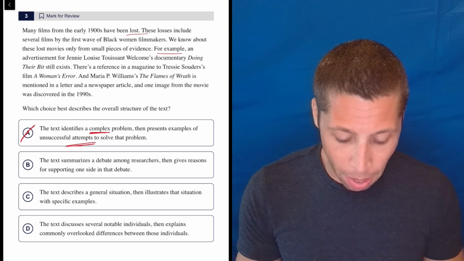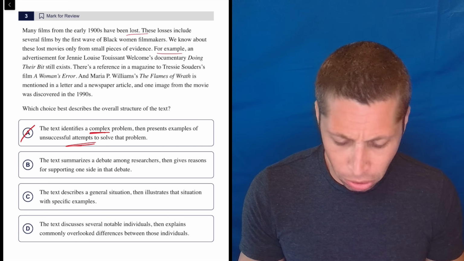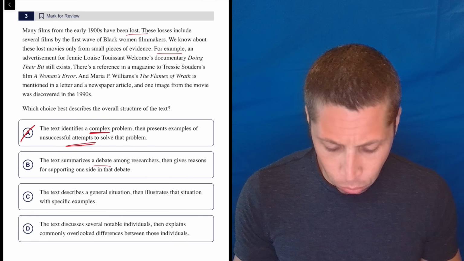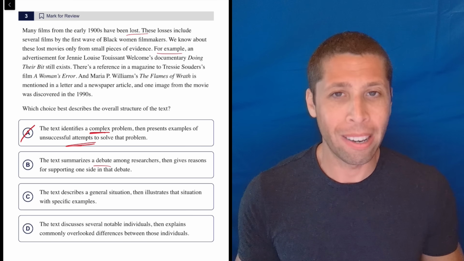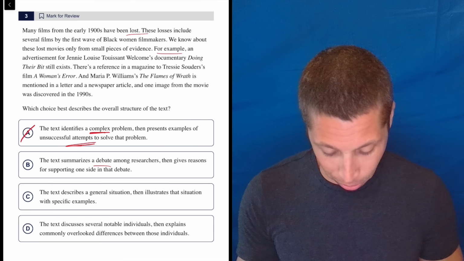So yeah. B, the text summarizes a debate among researchers. What are they debating? I don't think so. Then gives reasons for supporting one side of that debate. There's no debate. Things are lost. End of story.